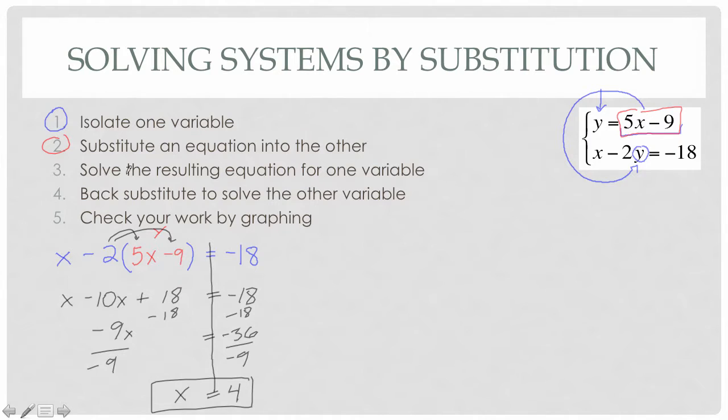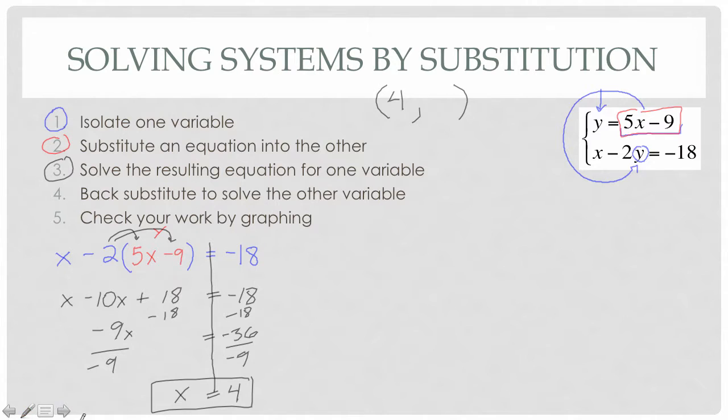So we solved this resulting equation for one of the variables. We just did that. We got x equals 4. What does that mean? It means if I graph these two lines, where do they intersect? They intersect at an x value of 4. But I'm not done because I don't know the y value. I need to solve for both x and y. Two variables, need to find both of them.